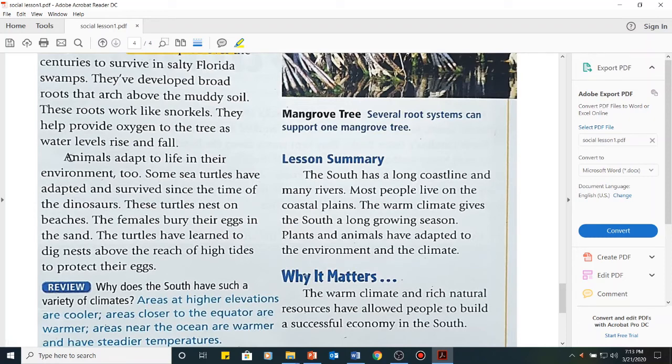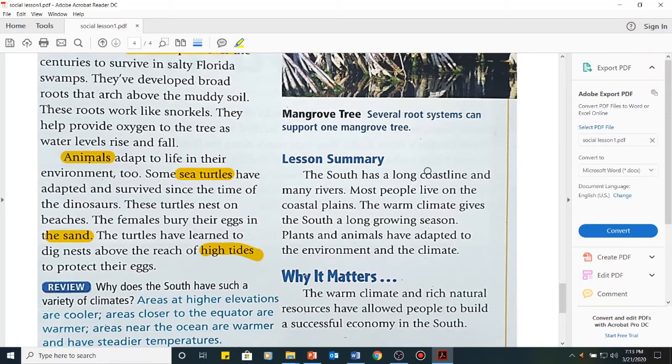As you can see here, animals have learned to adapt. So they are changing their ways so that they can survive. Like here, sea turtles. Turtles bury their eggs under the sand to protect them. And actually, they also dig away from the high tides, so that the eggs will be protected from the waves of the sea or the Atlantic Ocean.